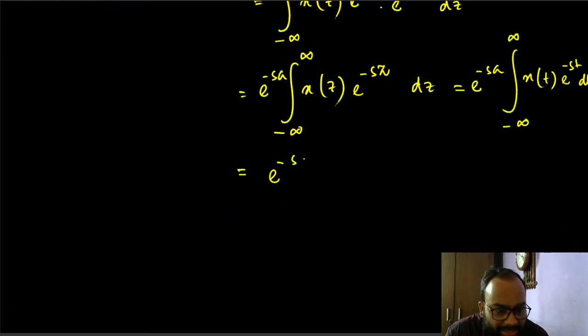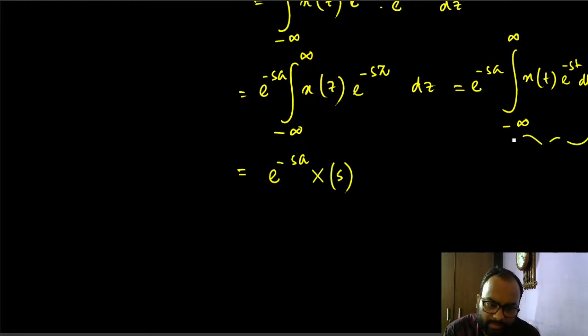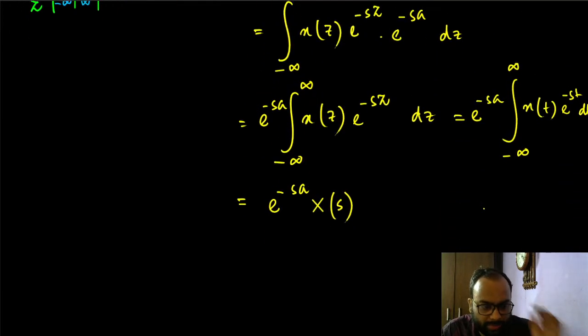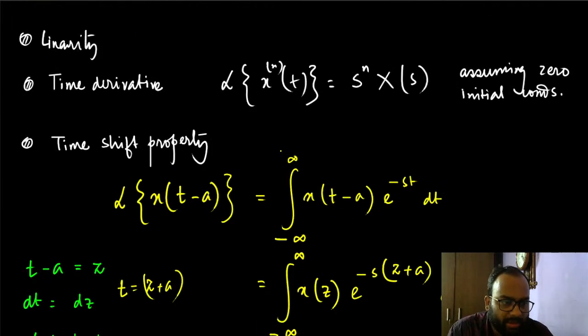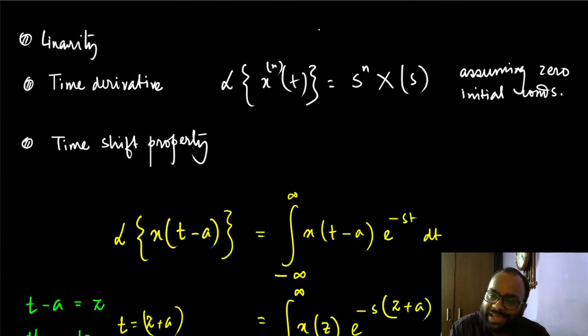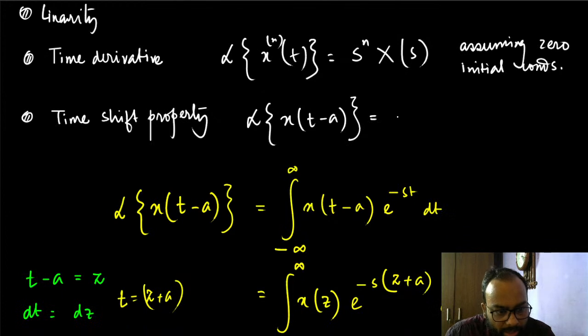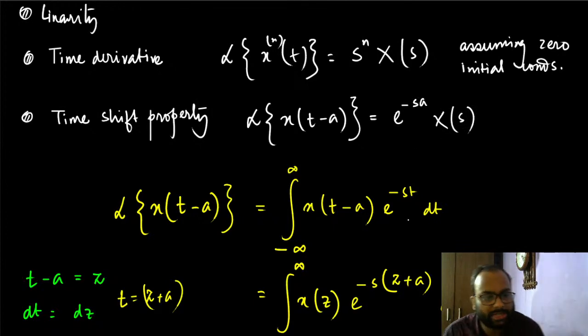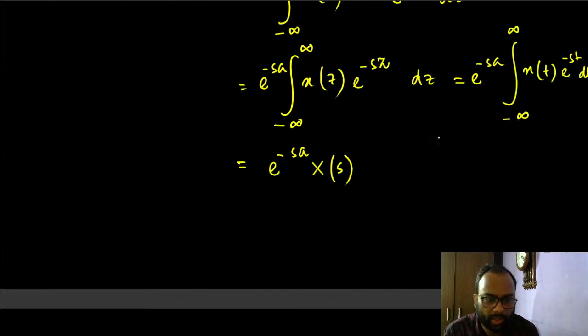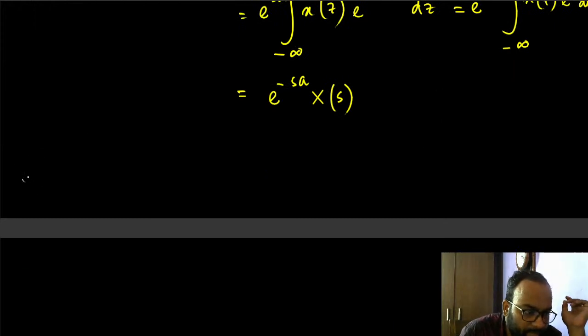So this is e to the power minus sa times X(s), because this is the very Laplace transform of the original signal. So we can say that if the Laplace transform of x(t) is X(s), then the Laplace transform of a shifted version of this is e to the power minus sa times X(s). That's called the time shifting property. We're going to need these properties, so keep that in mind.